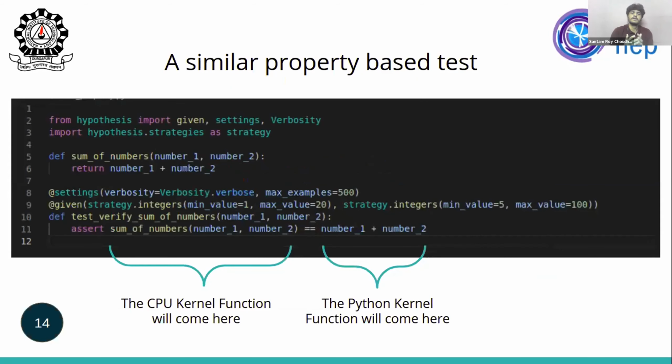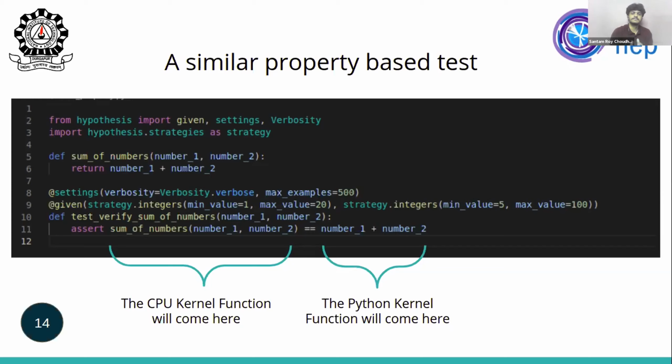A similar unit test can be written as a property-based test in this way. We have many strategies, as you can see in line number 9, where we have defined that argument 1 and argument 2 are both going to be integers. And they have some properties like minimum value and maximum value. Based on these properties, the code is going to generate various inputs and pass these inputs to the function sum of numbers.